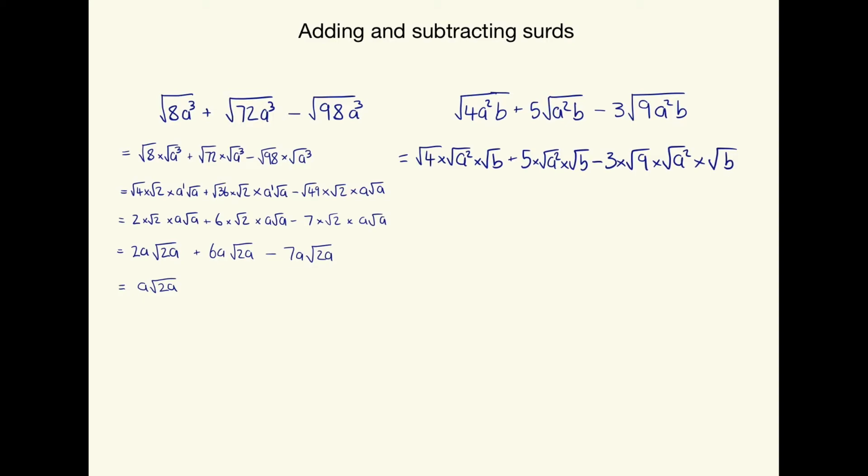So every term has their own square root sign. Now we can simplify them individually. Let's go ahead and do that. So the square root of 4 is 2. Now we have a square root sign and a squared sign.